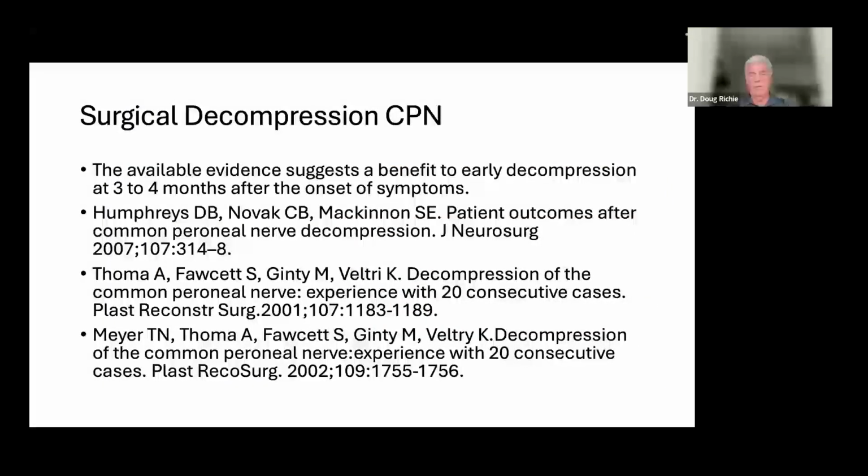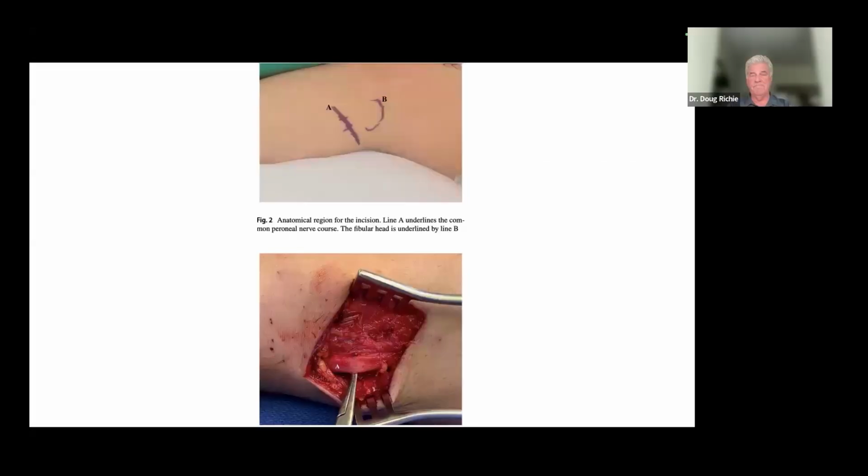So we see good reports of positive results as long as the surgery is performed within 3 to 4 months after onset of symptoms. The outcome are not as favorable if we wait 12 months or longer.